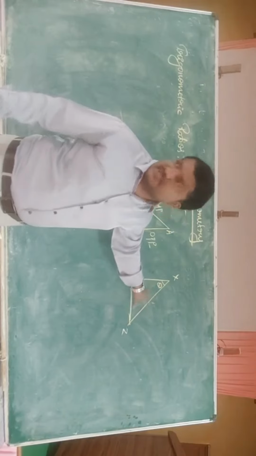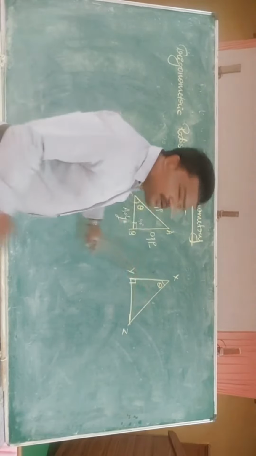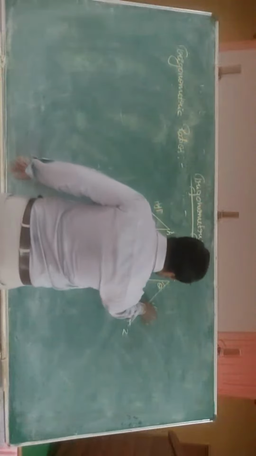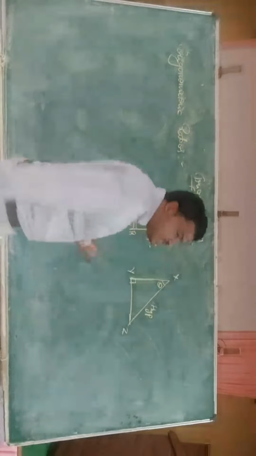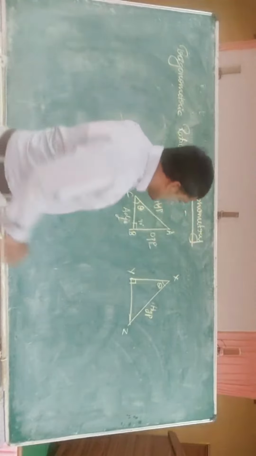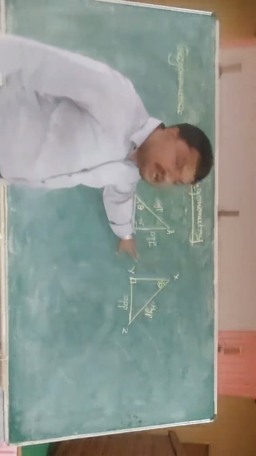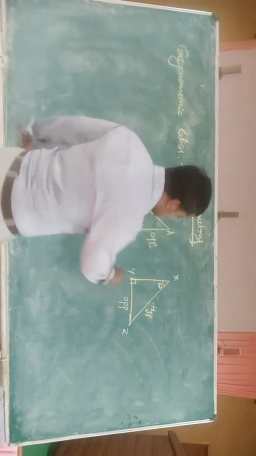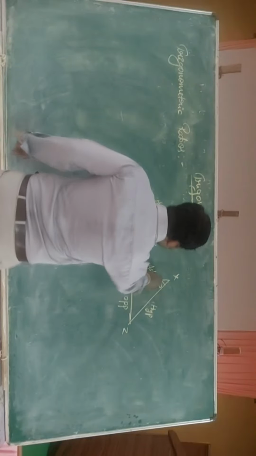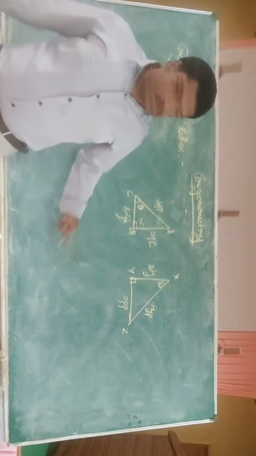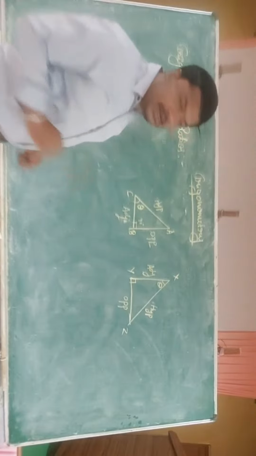Sorry, first the hypotenuse. The hypotenuse will not change, it remains the same. So this is the hypotenuse side. Then which side is the opposite side? YZ is the opposite side. And which side is the adjacent side? XY is the adjacent side. Hope this is clear. Any doubts here? Now we can take the trigonometric ratios.